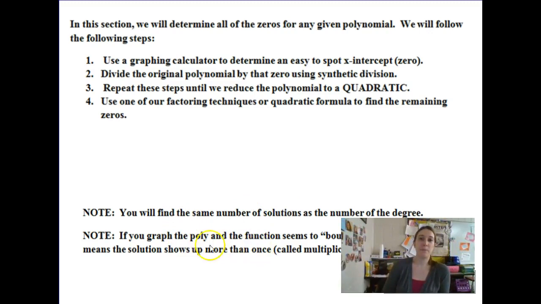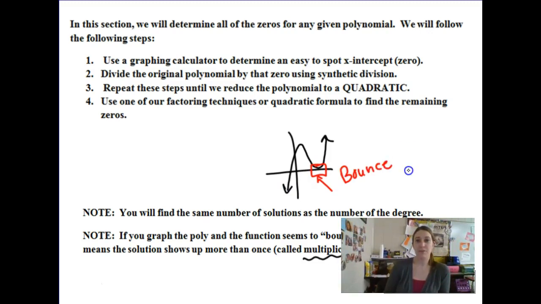And then there's another note here about a vocabulary term called multiplicity. This is a new one for us today. If you look at the graph and it does something like this, where it seems to bounce off the x-axis right here, that's what I refer to as a bounce. That means that we have what's called even multiplicity, meaning the root shows up 2 times or sometimes 4 times.